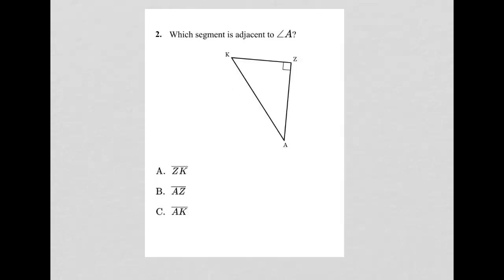All right, and the next one says which segment is adjacent to A. So always get good at marking that angle so you know where it's at. Adjacent means next to. Of course, we have two sides that are next to it, but this side here is the hypotenuse because it's across from the right angle. So that means side AZ has to be the adjacent one.